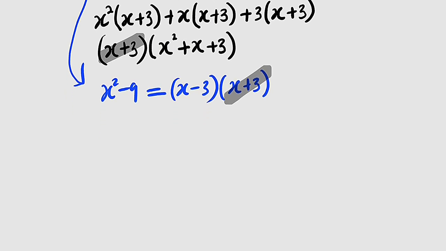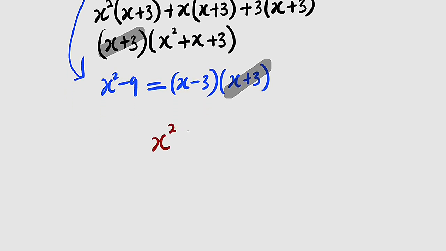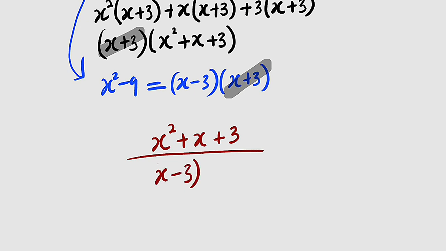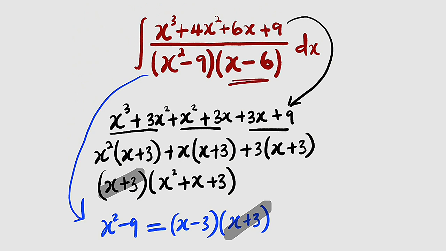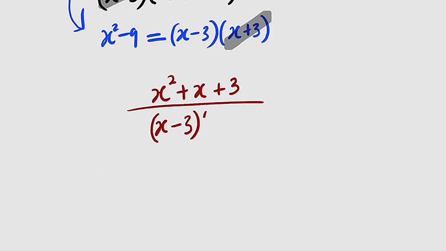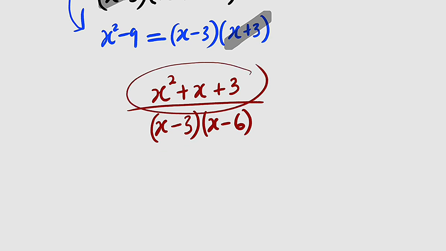So let's write it. We have x squared plus x plus 3 on the top, divided by x minus 3, but we have another factor, right? Which is x minus 6. But if you observe, both the numerator and denominator have the same degree, 2 and 2. Because if we expand this, you're going to obtain a quadratic function, right? Likewise, this is a quadratic function. Both have a degree of 2.